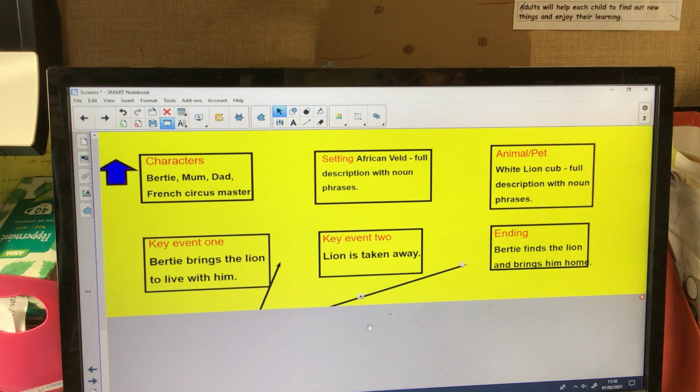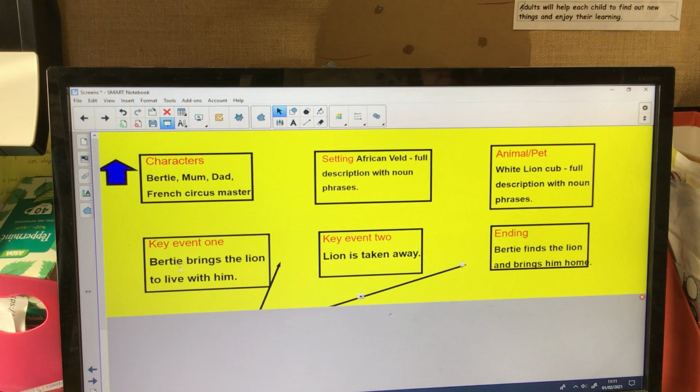The next 3 things really are the events in the story, the things that happen. And for the purpose of this short story that you're going to do, it is going to be 2 key events and then an ending. All right, so it's not going to be a massive, huge story, fairly short story, but it's going to have some key events. So what are those key events for Bertie?